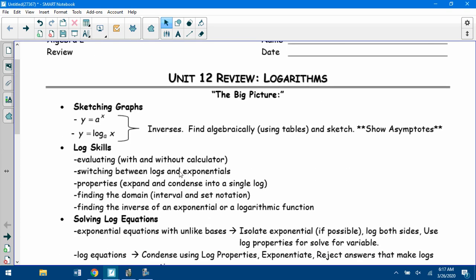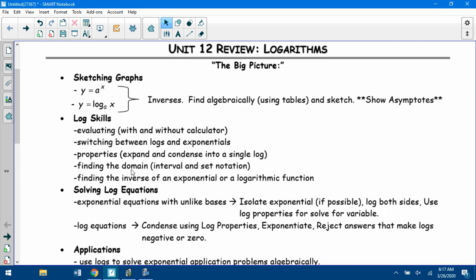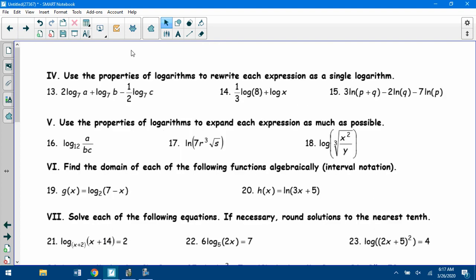Switching between logs and exponentials, that's just knowing a log undoes a base, and exponentiating gets rid of a log. The properties, we just did those 3 property rules in the warm-up. Domain we haven't talked about. So if you look on the second page, log properties to condense, log properties to expand.